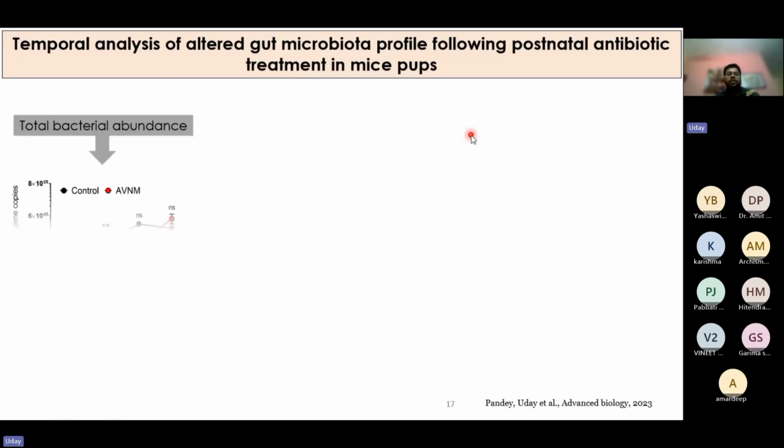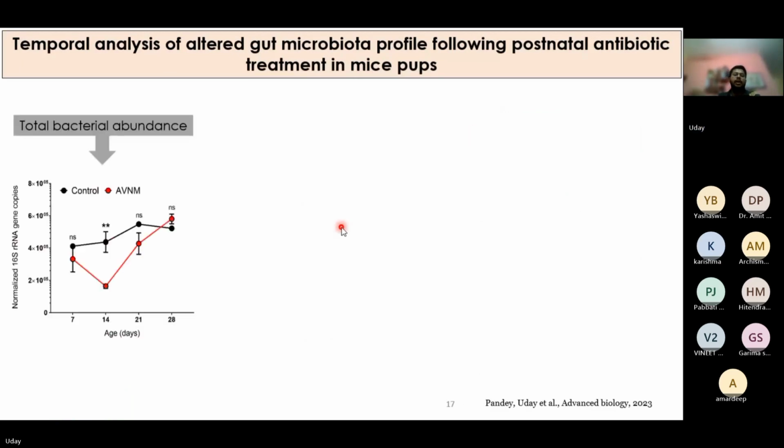Our first objective was whether the antibiotic regime that we use is actually doing the perturbation or not. What we found interesting is that the microbial population is actually depleted only at postnatal 14 days. You can see that at postnatal 7 days, there is no difference between the two groups. ABNM is actually effective at postnatal 14 days. And interestingly, after postnatal 14 days, the population is again increasing. The total abundance of the microbiome, the total bacterial population, is increasing.